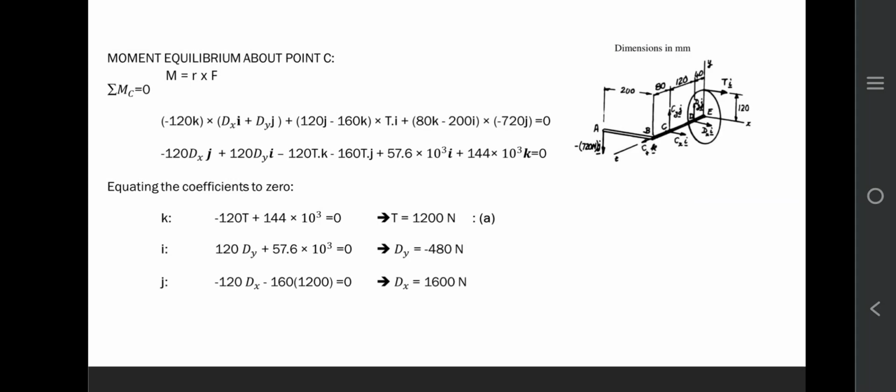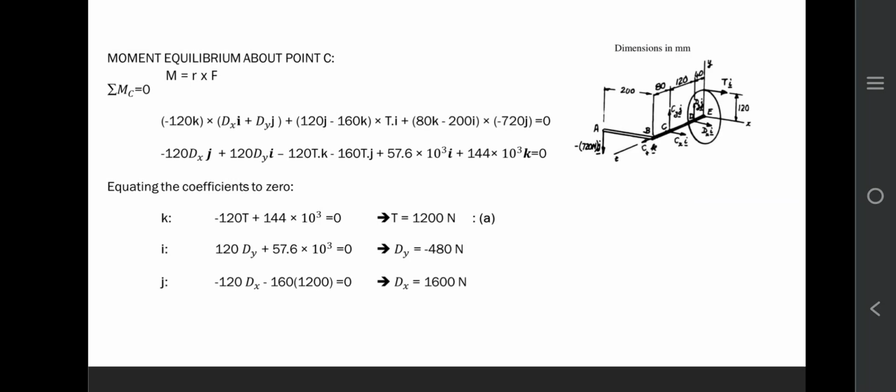moment due to tension of the cord is T i into 120, the radius of the pulley, and the distance from C, that is 160 k, plus moment at C due to force on the lever, so that is 80 k, the distance of B and BC, minus the distance of the lever 200 i into 720 Newton force at A. Since it is a clockwise moment, a negative symbol is added. Tension in the cord is an anti-clockwise moment, so no negative symbol is added.